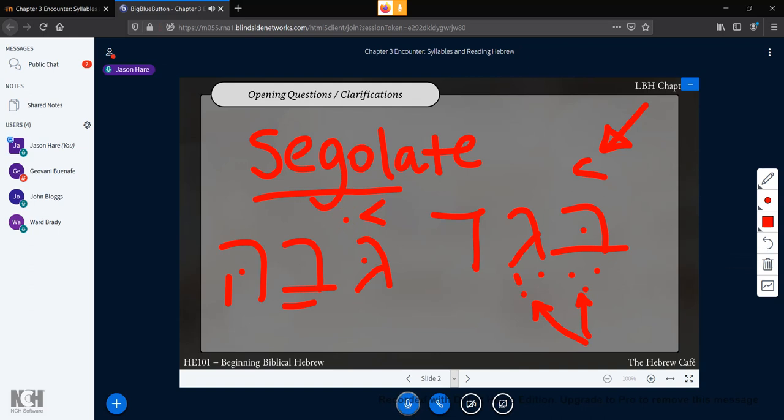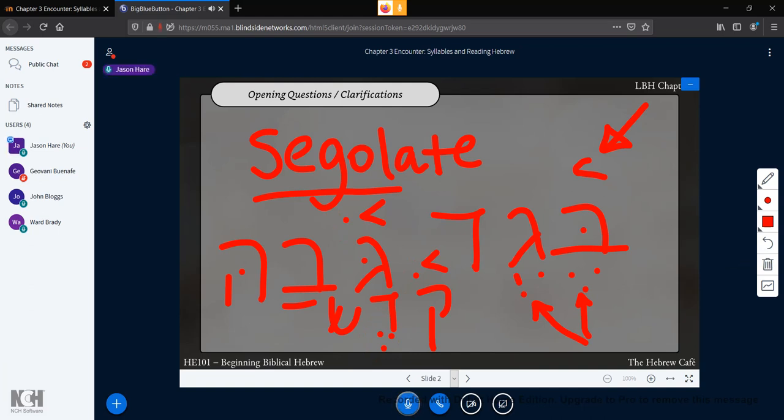Because segolets come from different words, like kodesh. That's a better word to give you, kodesh, holiness. Kodesh also has this root O, like gova, but it also has a segol. So you can see that it's definitely a segolet noun.